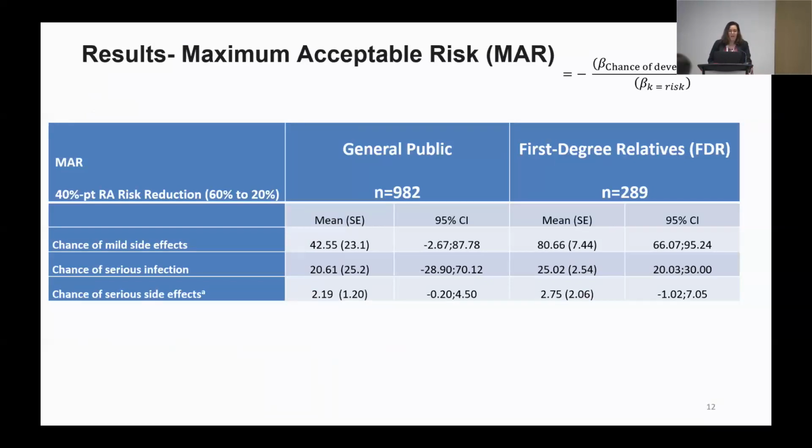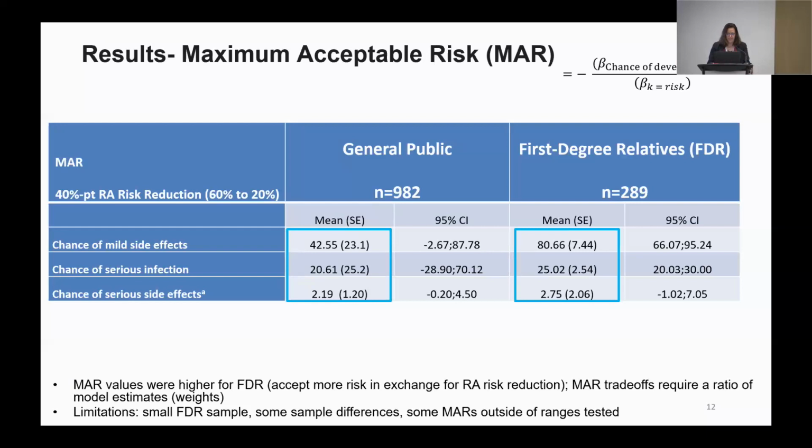With regard to the maximum acceptable risk, just very briefly, there are differences in terms of the fact that the first degree relatives will take a higher maximum acceptable risk on average than the general public. And this plays itself out by looking in particular at just mild side effects. They'll take an 80% chance of mild side effects versus 40. Some of these are not statistically significant.